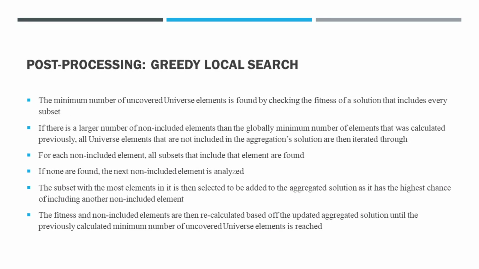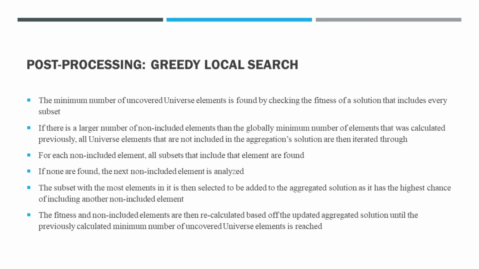After all the opinions of the crowd have been aggregated, we continue on with the post-processing step of a greedy local search. So here the minimum number of uncovered universe elements is found by checking the fitness of a solution that includes every subset. If there is a larger number of non-included elements than the globally minimum number of elements that was calculated previously, all universe elements that are not included in the aggregation solution are then iterated through.